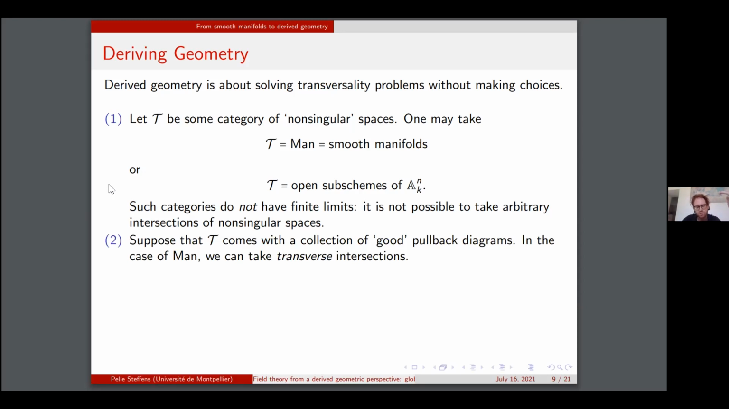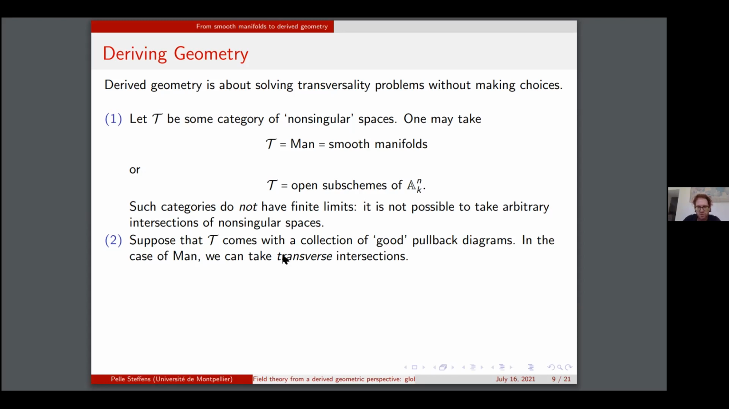So there are many intersections that do not exist, or intersections that do exist but do not have the right geometric property. If you intersect a line with itself, well, that's again an object in your category, but this object doesn't have the right dimension. It should somehow lose a dimension, while doing it naively, the dimension stays the same. So in both these categories, there's a collection of pullback diagrams which do have all the geometric properties we like.